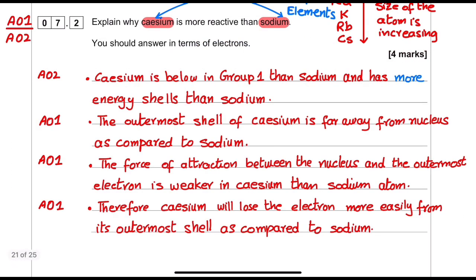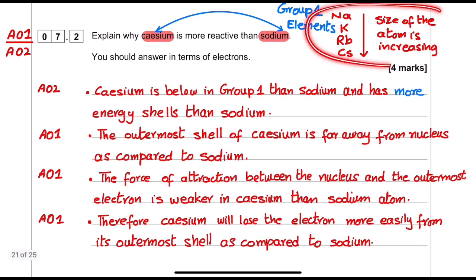This is an AO2 part, meaning the student needs to apply the knowledge, and the knowledge comes from this point. Cesium is below sodium in group 1. You can see here group number 1 elements, cesium is below sodium and has more shells than sodium. The outermost shell of cesium is far away from the nucleus as compared to sodium. It means it has more shells, therefore the outermost shell is away from the nucleus as compared to sodium.